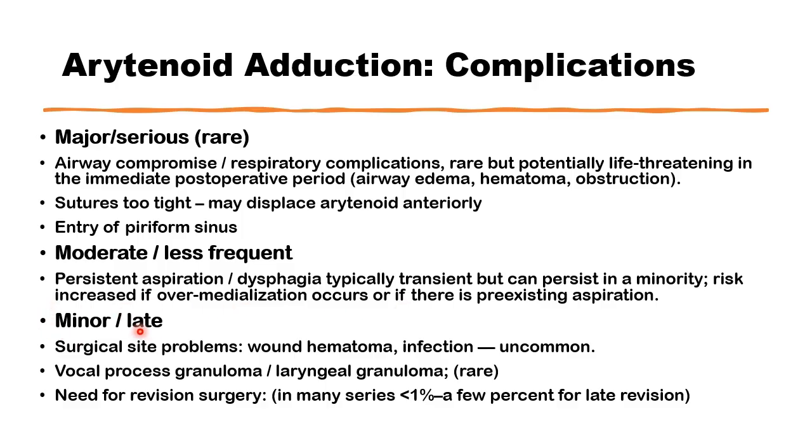Minor or late complications include things like wound problems, either hematoma or an infection, or the vocal process granuloma. If the vocal process of the arytenoid becomes very stretched under the mucoperichondrium or the mucosa of the vocal fold, a granuloma may form, and sometimes there is a need for revision surgery for this, but the revision surgery rate is quite low, less than 1%.